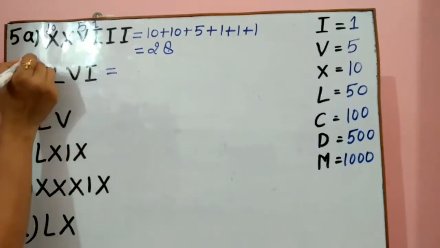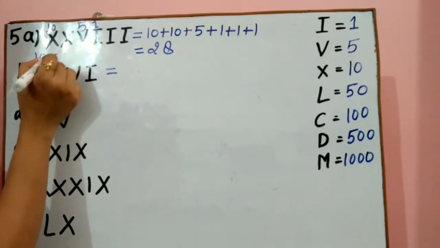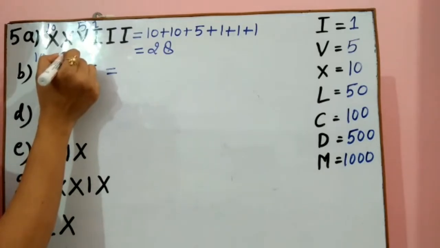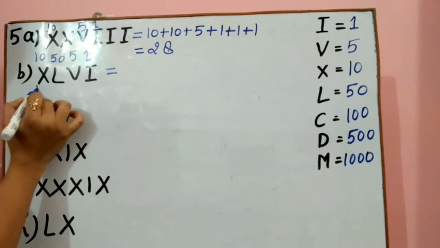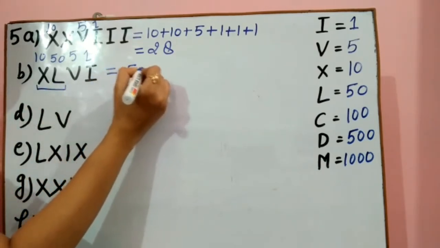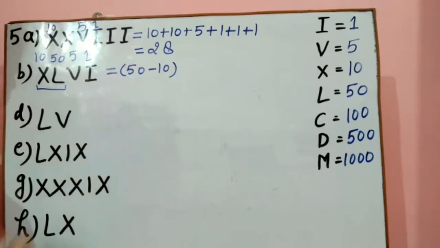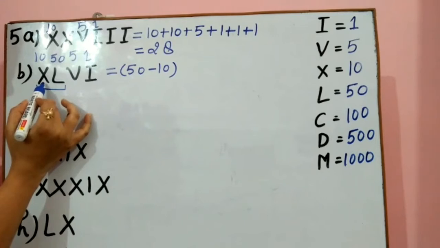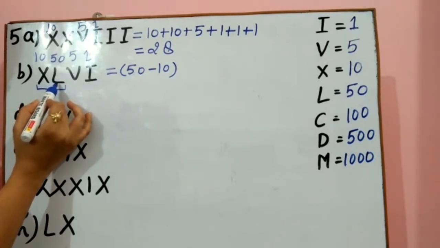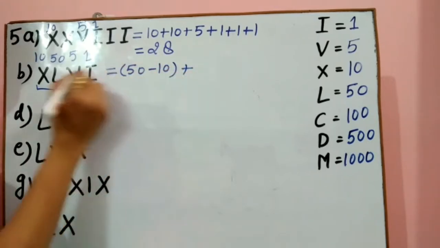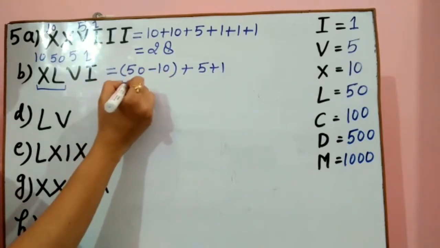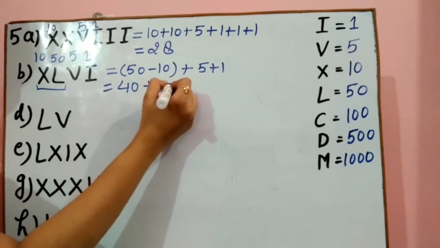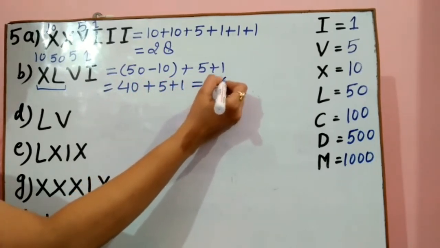B. The value of X is 10, value of L is 50, V is 5 and I is 1. Firstly, we will solve this one. 50 minus 10, we will write in bracket. Why? Because a letter of a smaller value is to the left of a letter of greater value. So we will subtract. Plus 5 plus 1. 50 minus 10, 40 plus 5 plus 1. That is equal to 46.